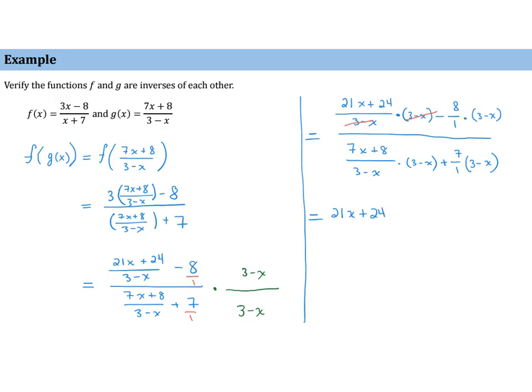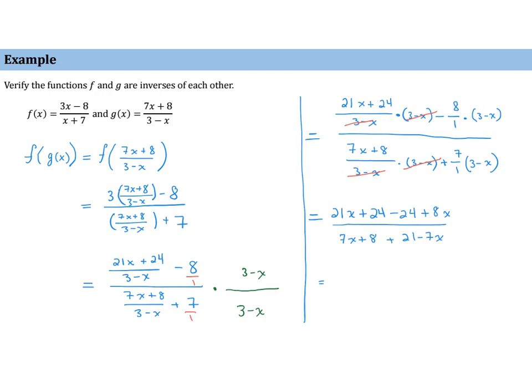And then we have 8 over 1 times 3 minus x, but that's actually negative 8 times the 3 minus x. So we're going to distribute the negative 8 throughout, and so we obtain negative 24 plus 8x. Now let's look at the denominator. 3 minus x and 3 minus x likewise cancel, and we get 7x plus 8. And then we can distribute the 7 throughout the 3 minus x, and we obtain 21 minus 7x.